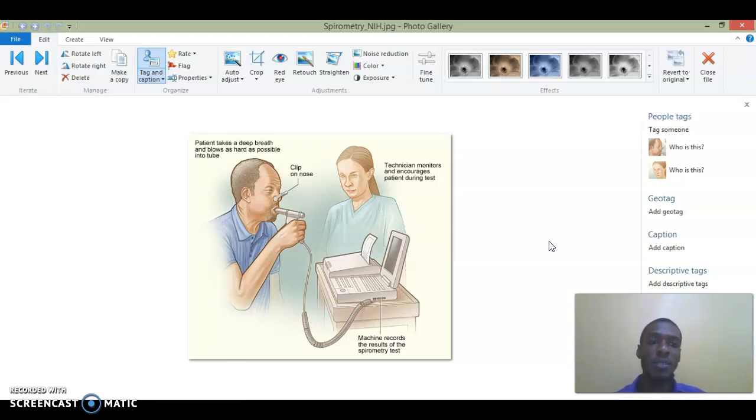Remember, it's a combination of the inspiratory reserve volume plus the regular tidal volume and the expiratory reserve volume. Vital capacity is the maximum amount of exhalation that you can do, or breathing out, after you would have taken in a maximum breath. And we measure that using a spirometer.